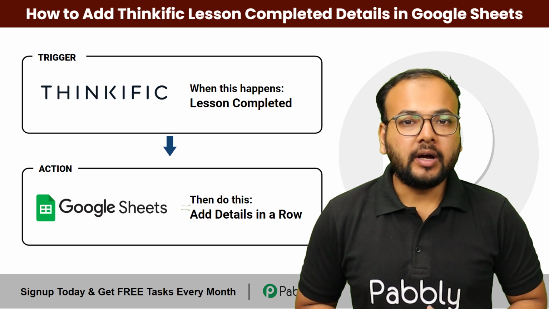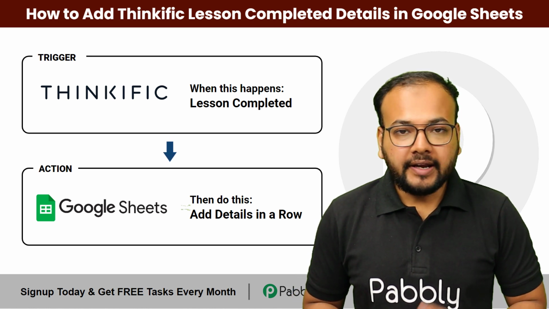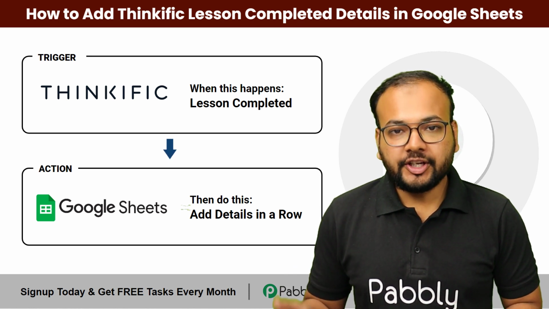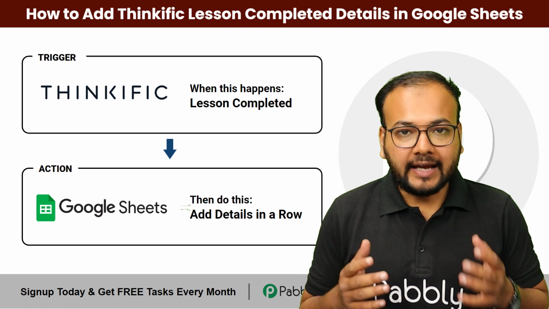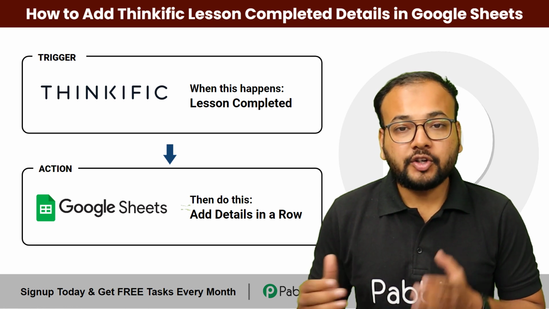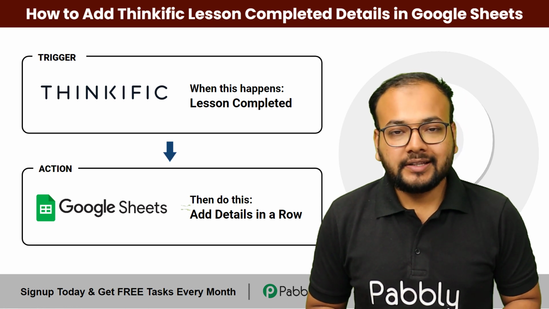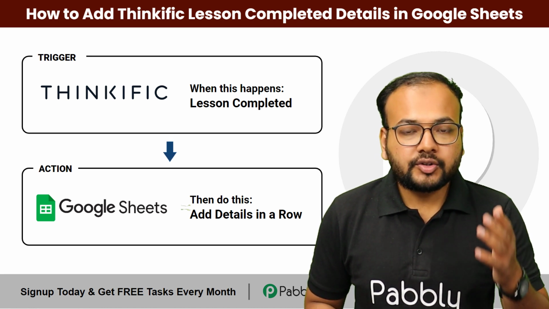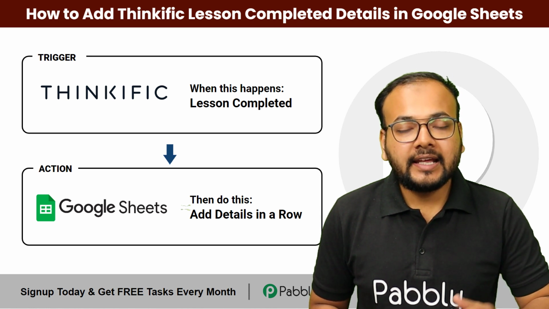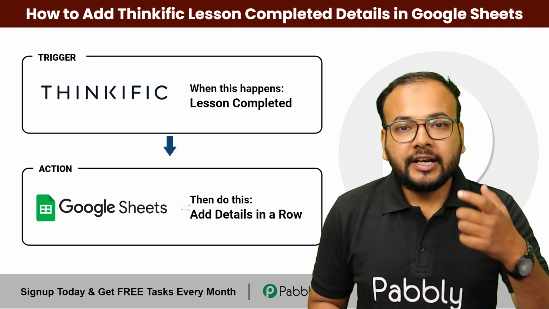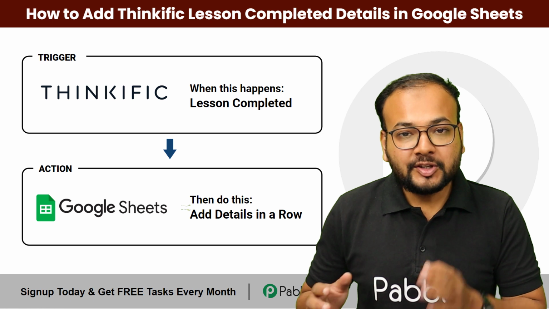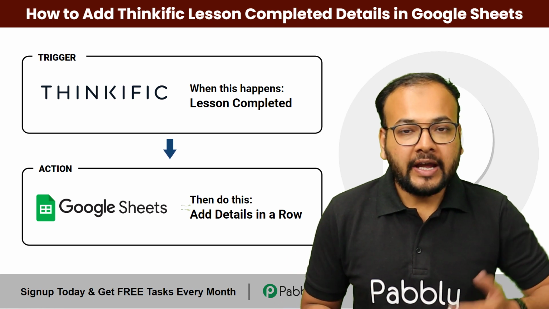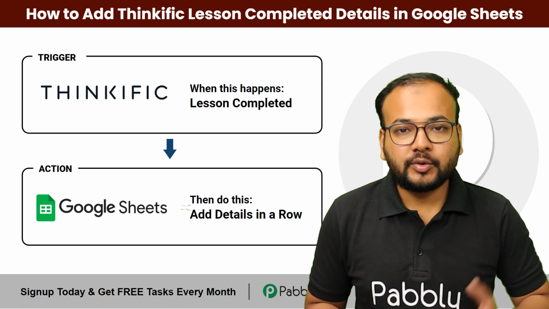Here I am going to show you how you can integrate a very useful course creation platform, Thinkific, with Google Sheets in such a way that you can track the progress of your students automatically. Whenever your student completes any lesson in a Thinkific course, the details of the lesson and the student will be stored in a row in Google Sheets automatically, so that you do not have to manually track the progress of your students.